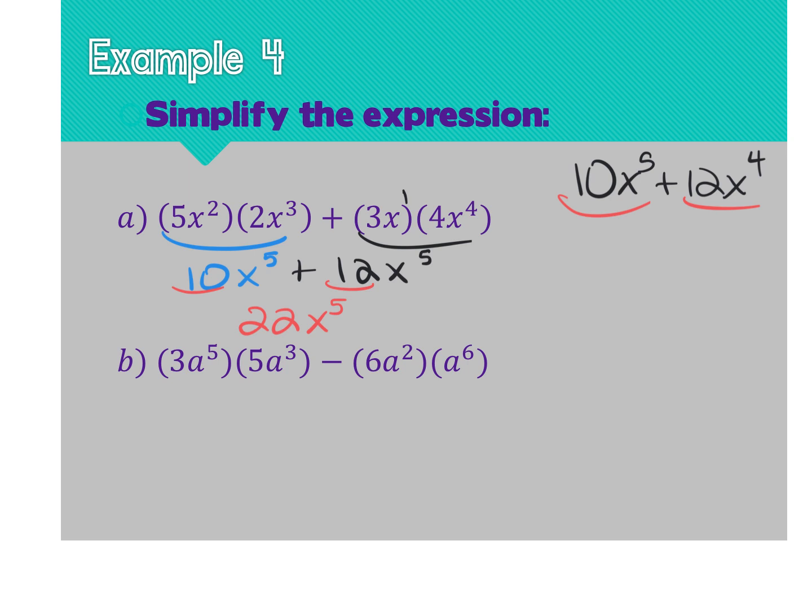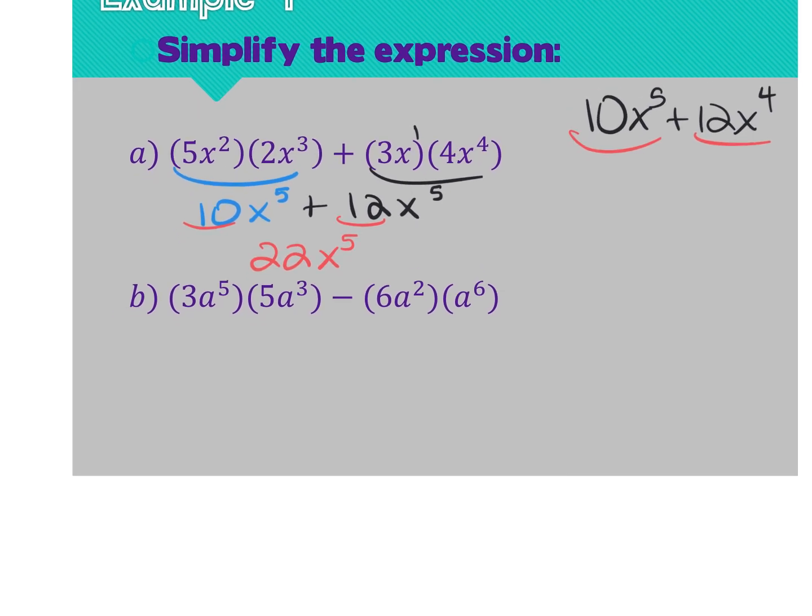The next one is a subtraction problem. Again, I'm going to do the same thing. I'm going to multiply each one first, and then I'm going to subtract if they're like terms. For the first one, I'm going to multiply the 3 and the 5, and then add the powers, or the exponents, on those a's. 5 plus 3, I get 8.